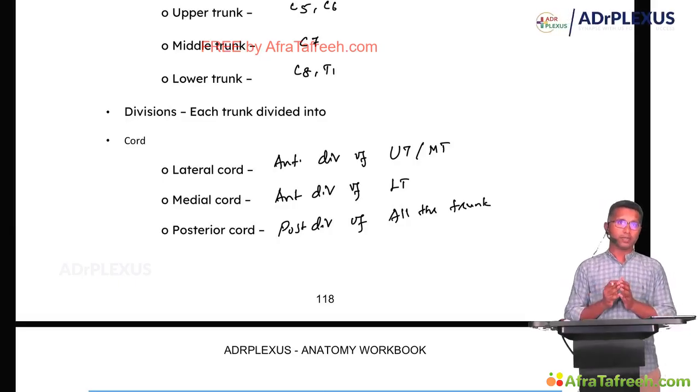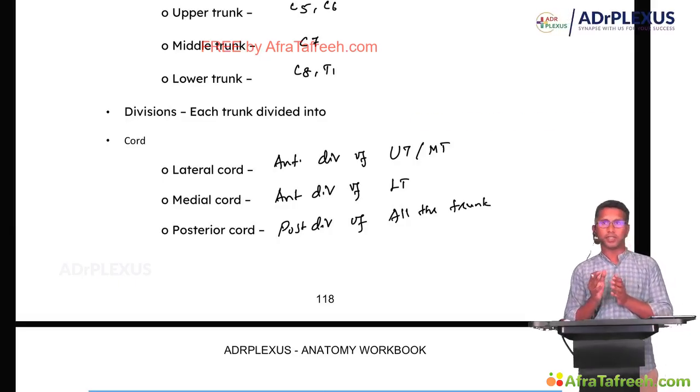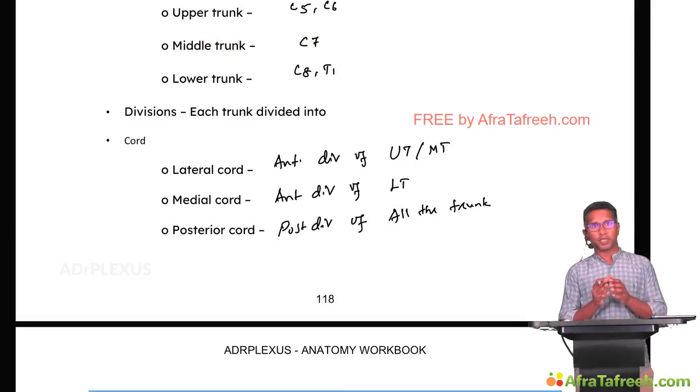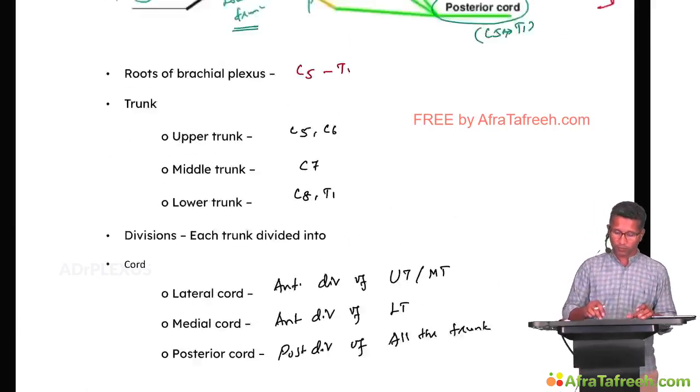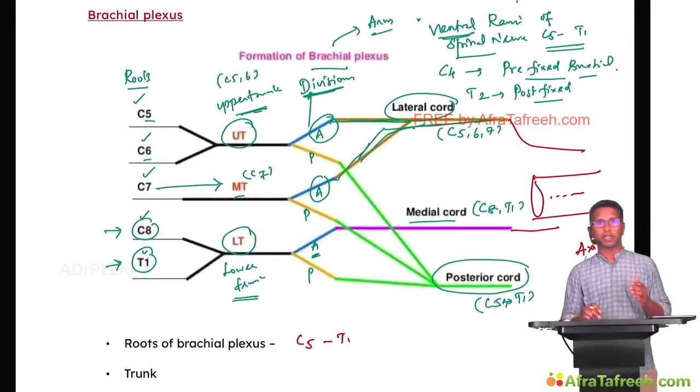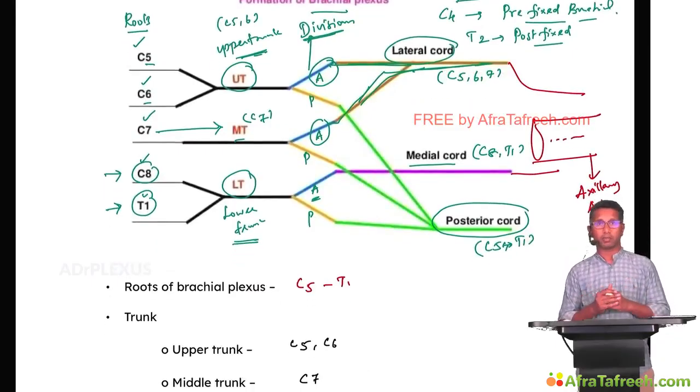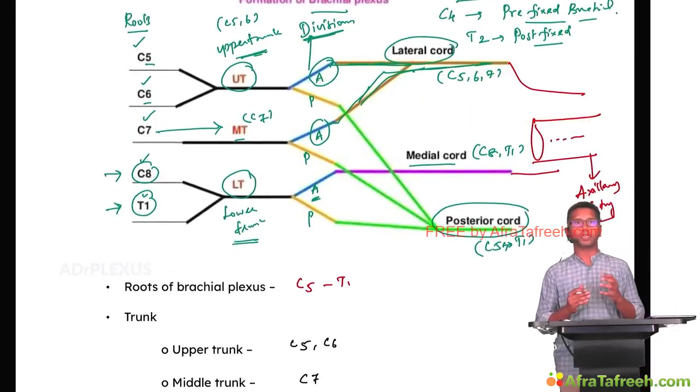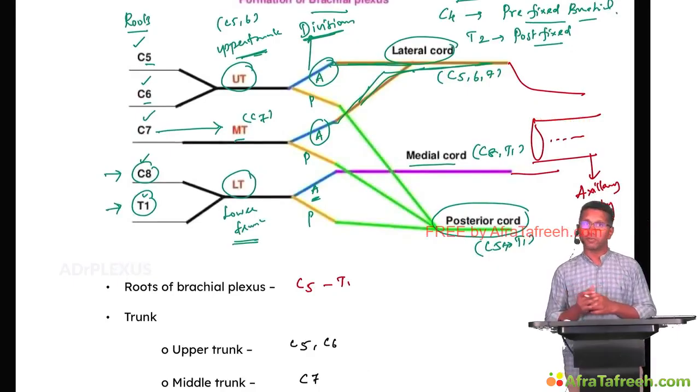Now there is a classification, or a division, in which the brachial plexus is divided into 2 big halves. One is called the supraclavicular part, another one is called the infraclavicular part. This question has come in the exams, which is the supraclavicular part and which is the infraclavicular part.